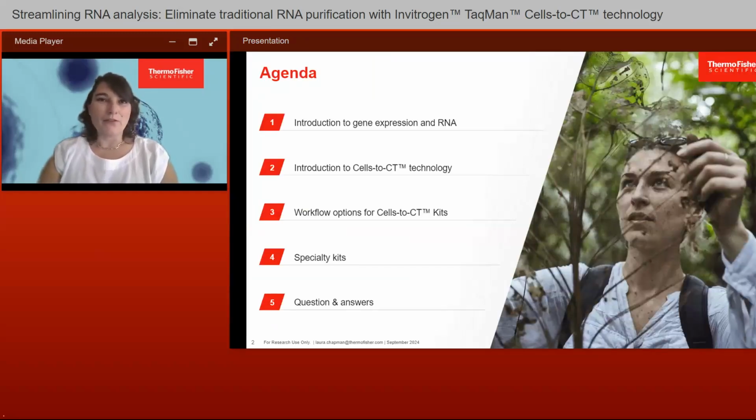So first, a quick overview of our agenda for today's webinar. We'll go over what gene expression is and RNA and why it's important, and then how the cells-to-Ct technology works. There are multiple options that you can choose from the cells-to-Ct technology, so we'll go over different workflows that you can choose from. And we also have some specialty kits that I'll cover that may be able to help advance your research. And then lastly, as Christy mentioned, we'll have some time for Q&A. And so with that, we'll get started with the webinar.